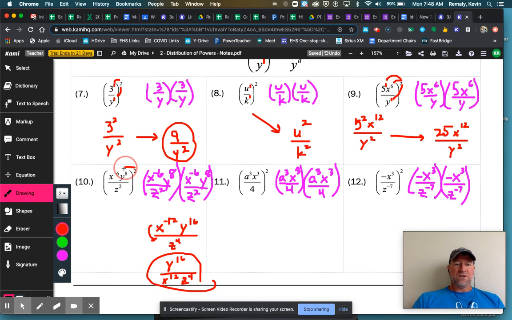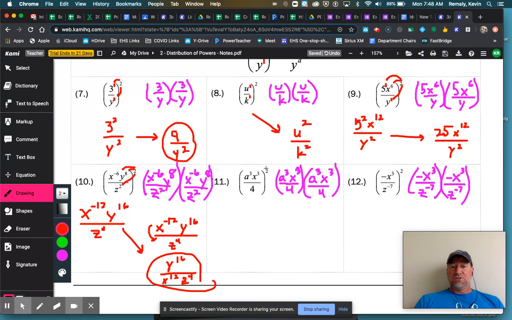What I could have done is the quick shortcut: distribute that exponent to each of those powers, and then you could see it kind of happen. It kind of unfolds quickly. X to the negative 12th, y to the 16th, all over 2 times 2 gives us z to the 4th. And again, that simplifies to what we have down here because we have to move this x to the negative 12th downstairs as well.